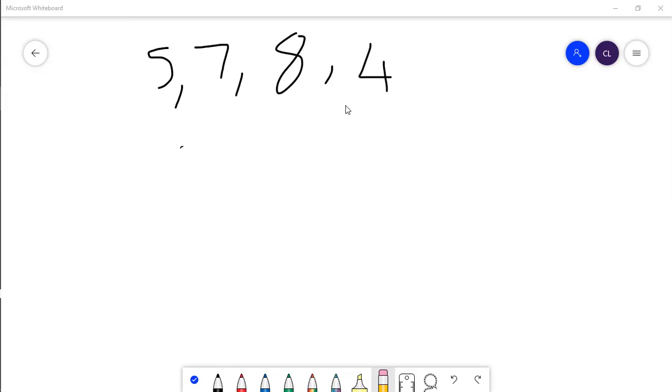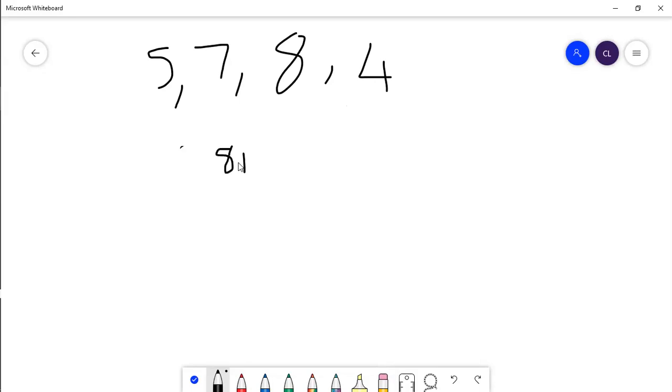All right. So the answer was simple. All you needed to do is add 8 plus 7 plus 5 plus 4. Then your answer will be 24. So how do you do it? What is 8 plus 7?